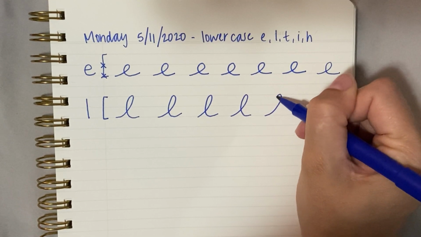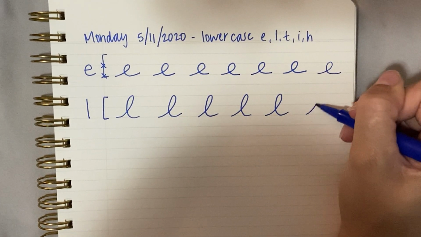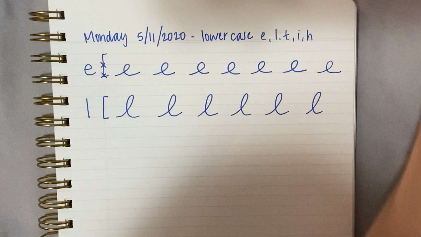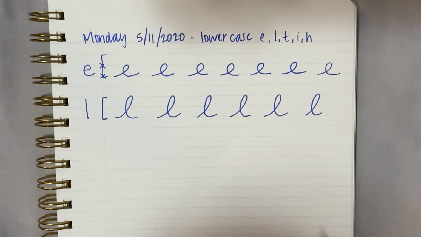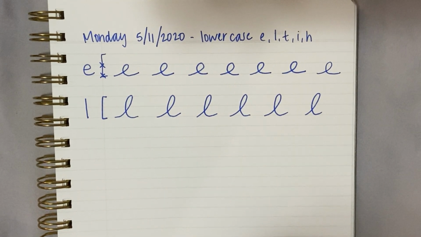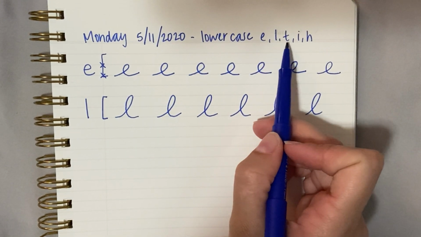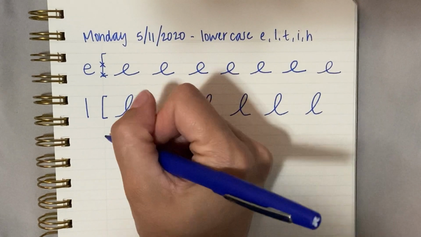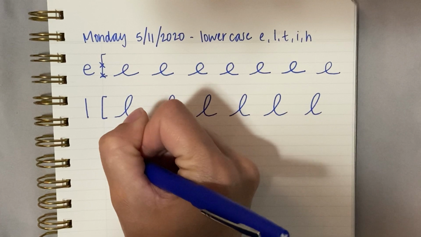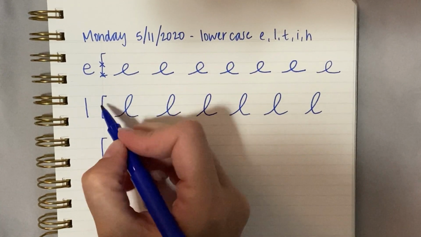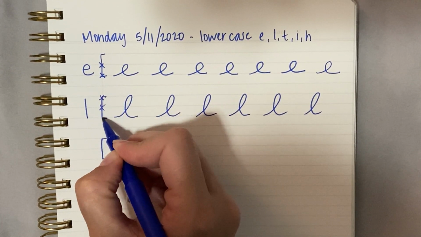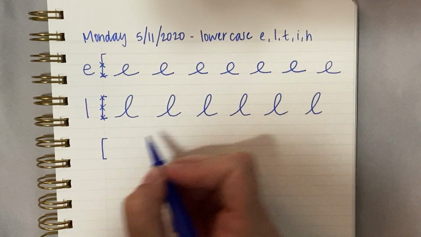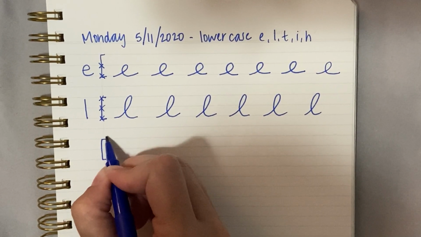You're just going to repeat that all the way until you get to the end of your page. I could probably fit another one in there, but I'm not going to. Okay, so that's L. Now we're going to move on to T. So I'm going to drop down 2. I'd like you to practice. Oh, I'm going to actually go above. Okay, I'd like you to practice writing the brackets.